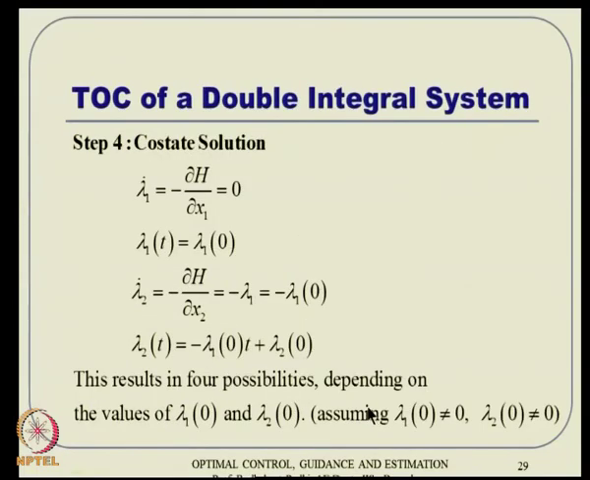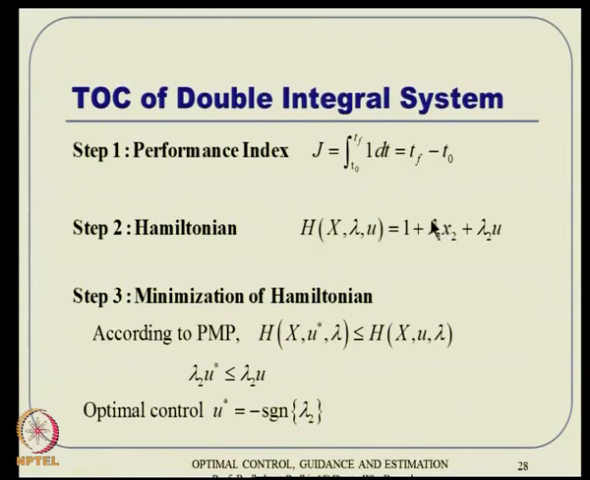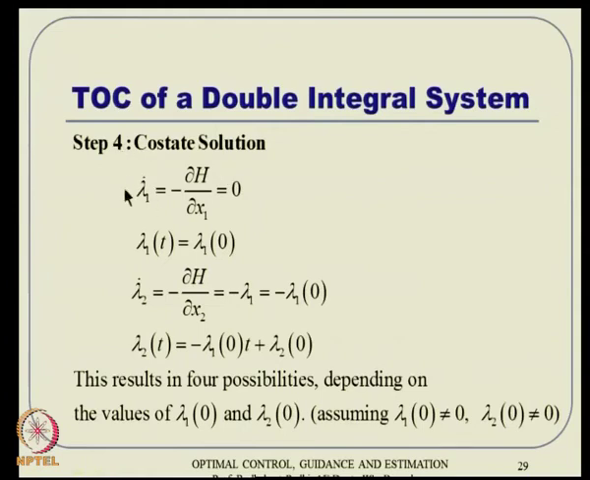Now, how do you find that out? We go back to the costate equation. Remember, lambda dot is minus A transpose lambda, but you can go back and say lambda dot is minus del H by del x. H is here. So, del H by del x1 is nothing but 0, whereas del H by del x2 is lambda 1. So, lambda 1 dot is negative of del H by del x1, which is 0, and lambda 2 dot is negative of del H by del x2, which is negative lambda 1.